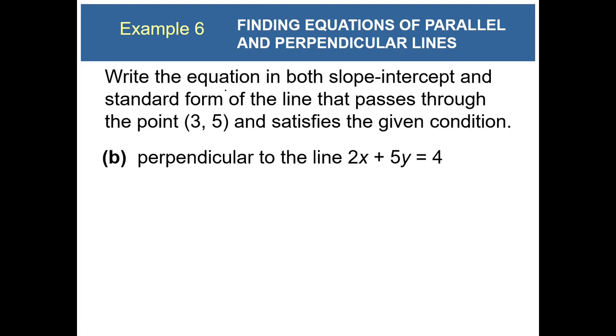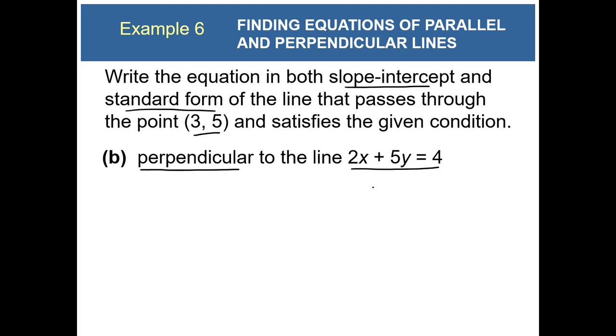Example 6. Write the equation in both slope-intercept form and standard form of the line that passes through the point (3, 5) and satisfies the given condition. This time I want a perpendicular line to the equation 2x + 5y = 4.